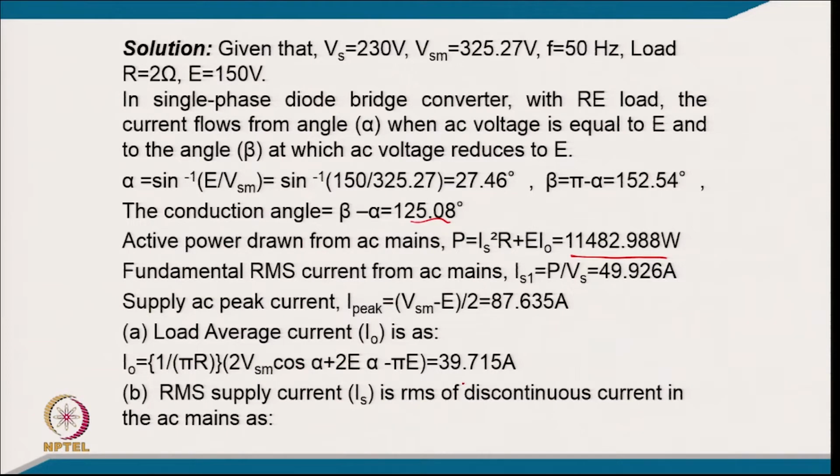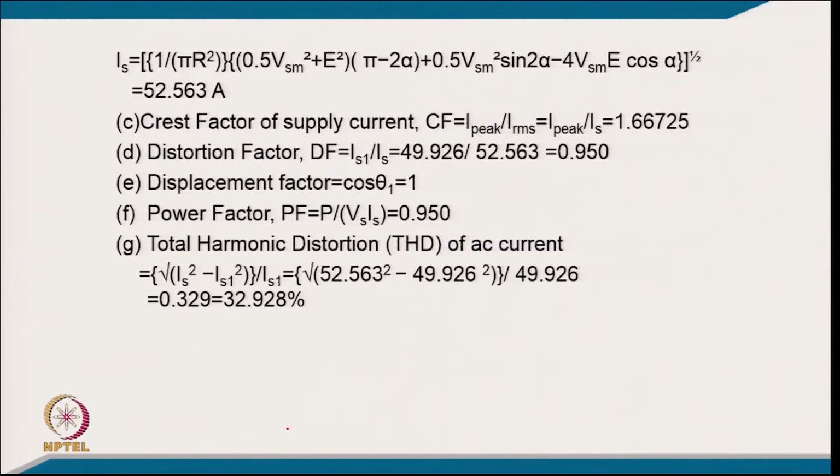So, it comes from this formula, 39.715. And the RMS of supply current is the RMS of the discontinuous current of AC mains, typically by the relation of RMS calculation. You will find this derivation formula certainly in power electronics, or you can derive it. So, it comes 52.563. So, crest factor here is peak upon RMS, that is I peak Is upon total RMS, so it is 1.66725.